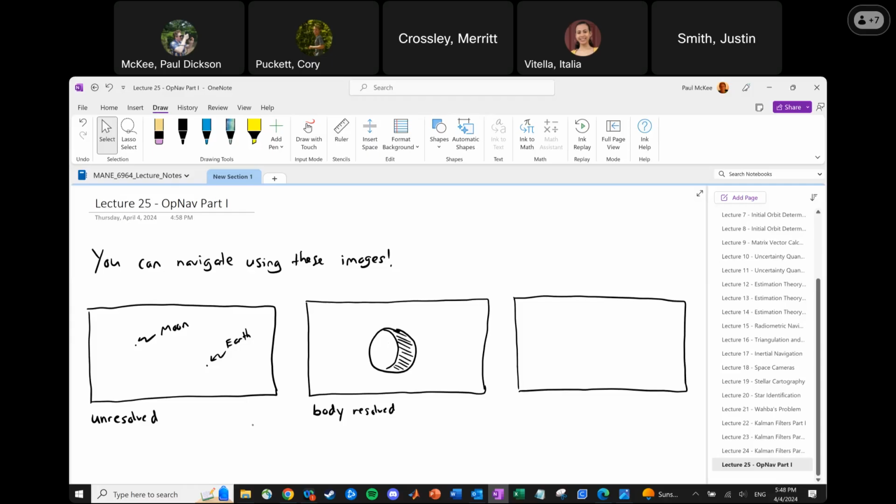Now, I want to move away from triangulation because this is actually not a triangulation problem.